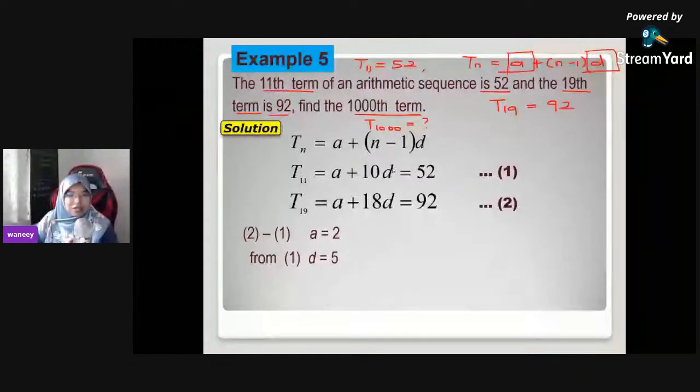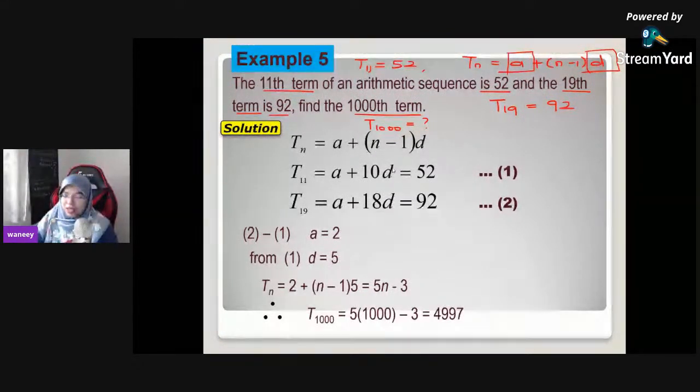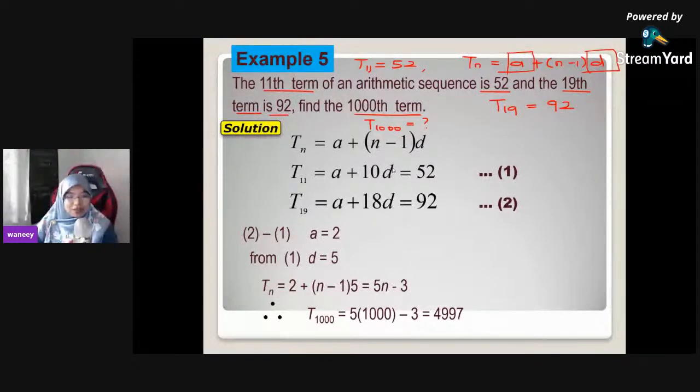Okay, so now the last one. T of 1000. So 5 times 1000 minus 3. So that one will be 4997. So betul. Well done everyone.